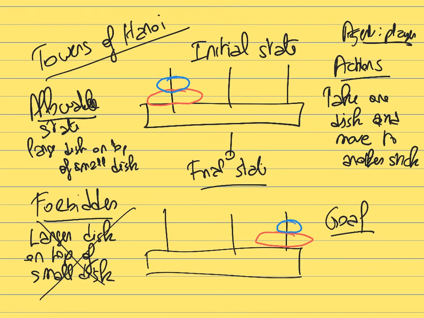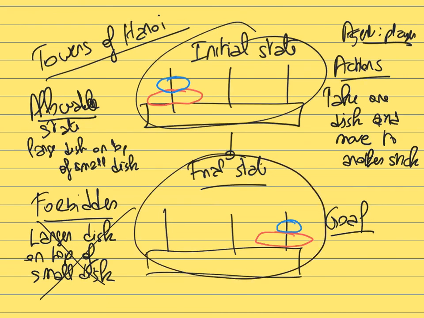So the goal is to find, in this case, among all the possible intermediate states that you can have, the optimal way to go from the initial state to the final state by minimizing the number of actions, the number of times you are moving one disk from one stick to the next.